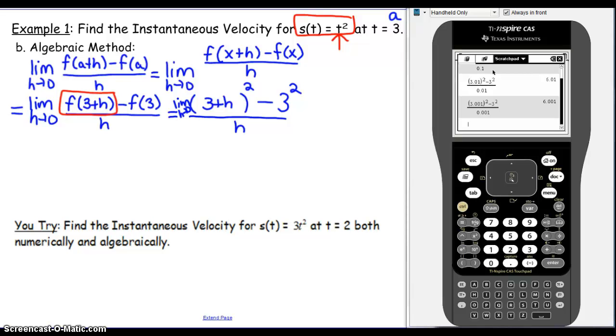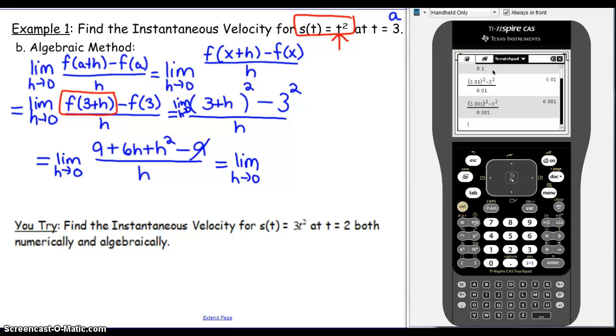So I'm going to have to FOIL, because I have 3 plus h on the top. So hopefully we're all familiar with FOIL. If not, you may want to Google a video on how to double distribute or FOIL. But 3 plus h squared would become 9 plus 6h plus h squared, minus 9 on the end for 3 squared. And so then I can combine my like terms on the top. The 9s would cancel out. So I just have 6h plus h squared over h.